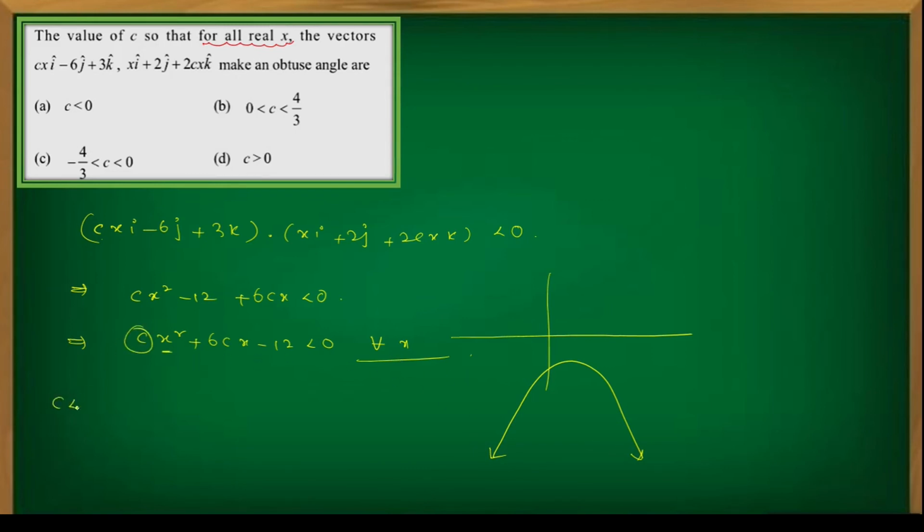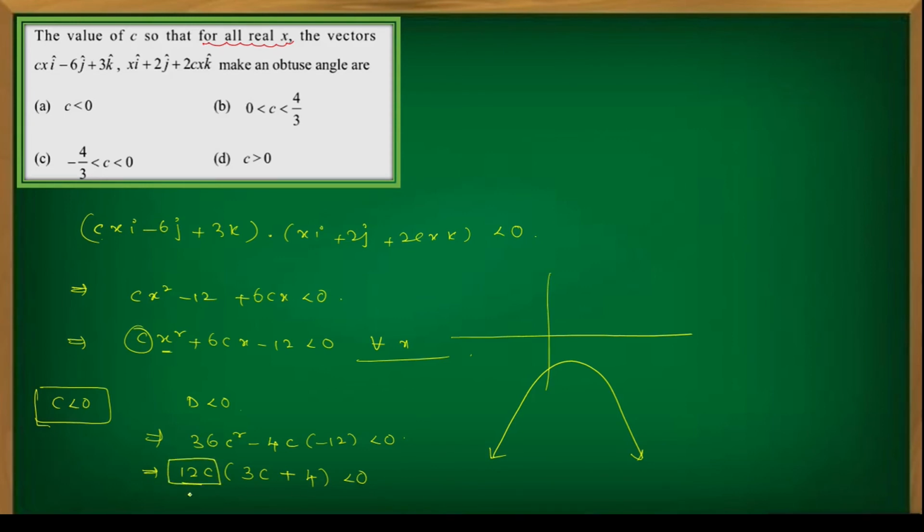The first point: c should be negative. And it should not have any real root, so the roots are complex or imaginary, which means the discriminant is negative. Discriminant b square, 36c square, minus 4 into a into minus 12, should be negative. So if I take 12c common, 12c into (3c plus 4) is negative.